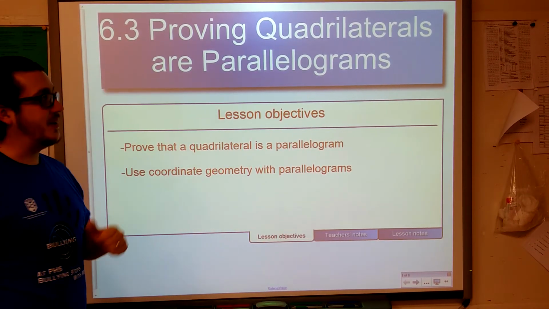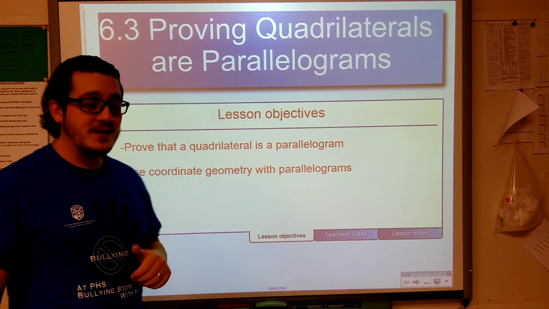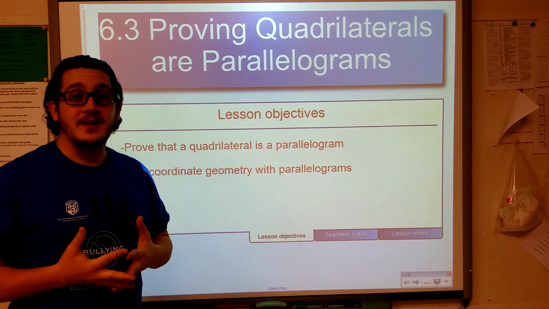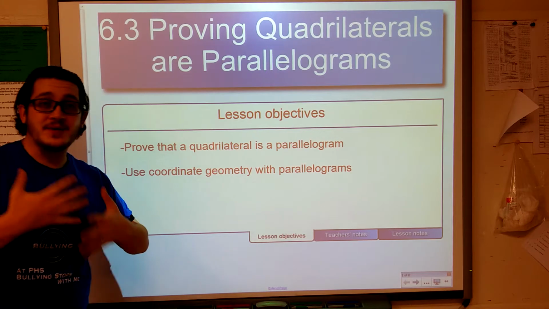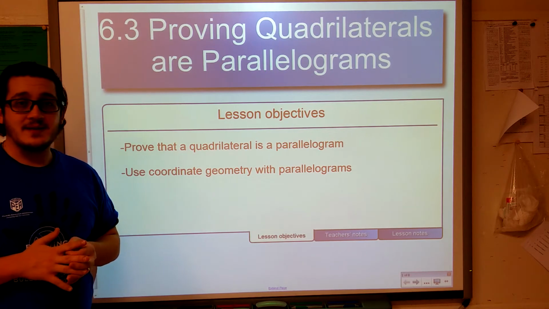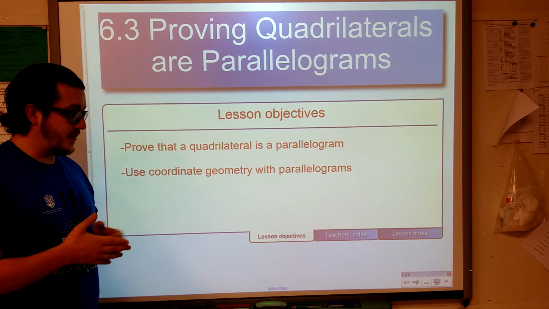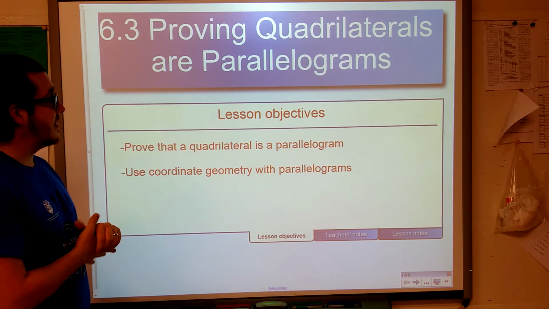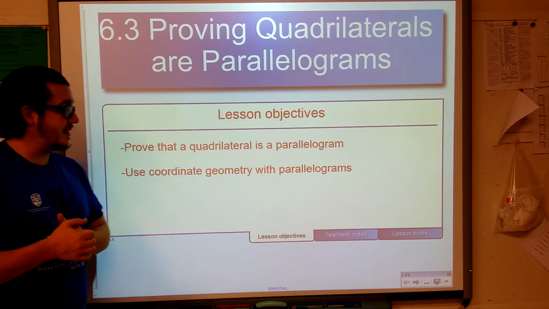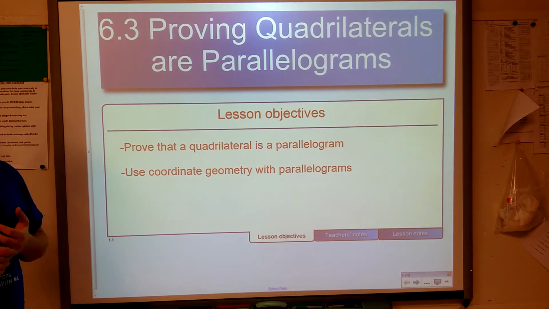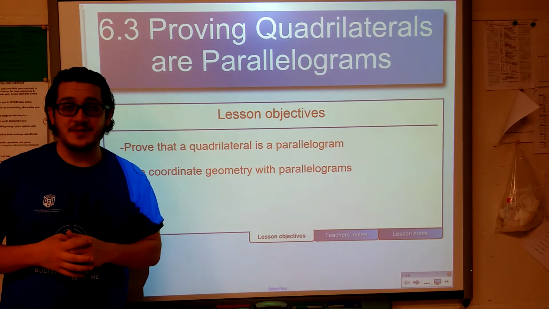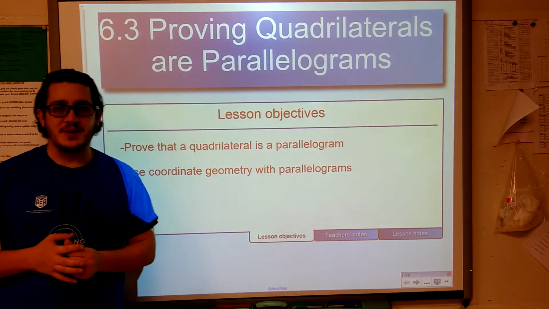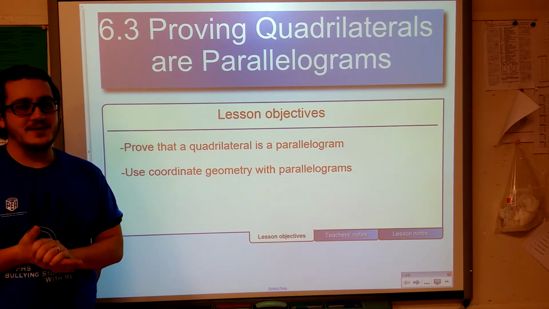Today we're going to work on 6.3, proving quadrilaterals are parallelograms. Yesterday we talked about parallelograms in general. This lesson is going to be a lot like yesterday's lesson, and it's one of those converse lessons. We've had a couple of them in the past where we prove one thing, then the other, and then we switch it, and it's pretty much the opposite. So this is another one of those. Today's lesson objectives are to prove that a quadrilateral is a parallelogram and to use coordinate geometry with parallelograms. You're going to love the coordinate geometry of parallelograms, all the fun things that you can do with that. It's going to be so much fun.